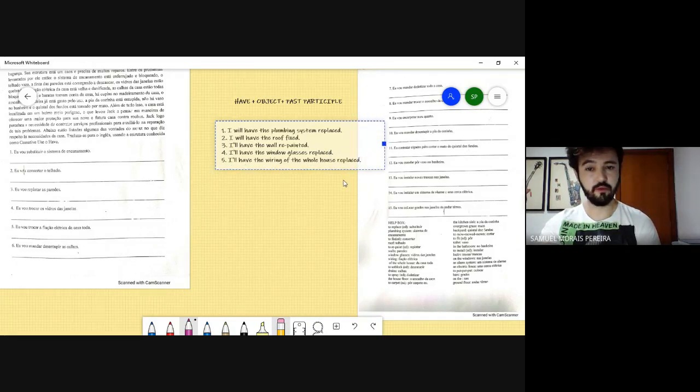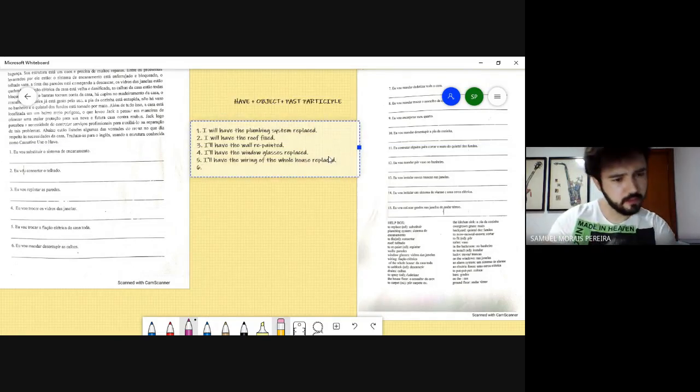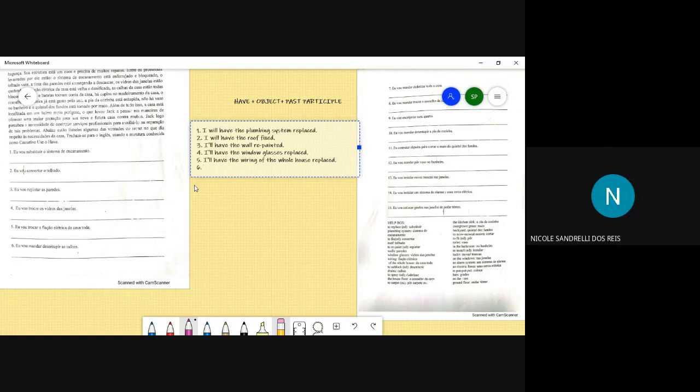So now, Nicole, you again, okay? You're gonna do number 6. So number 6 reads, eu vou mandar desentupir as calhas. Can you see here, Nicole, mandar? You don't need to use mandar, okay? This word will like disappear, okay? So, eu desentupir as calhas. How do you say that? I'll have the drains unblocked.